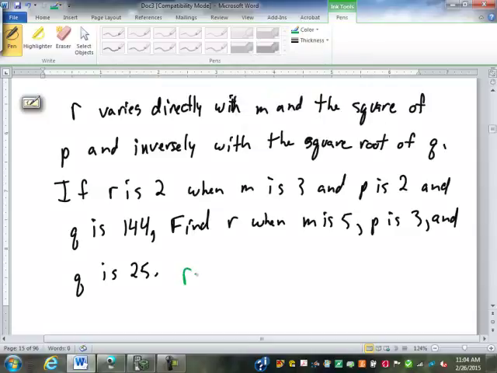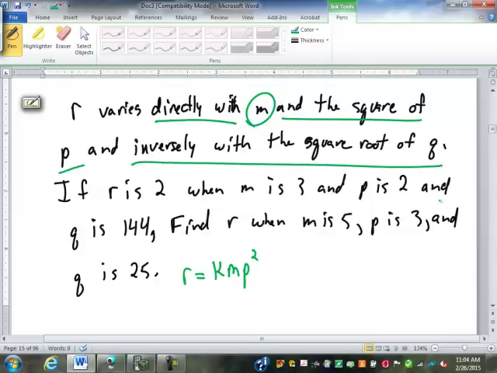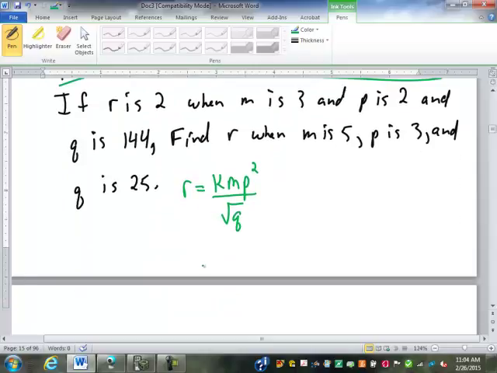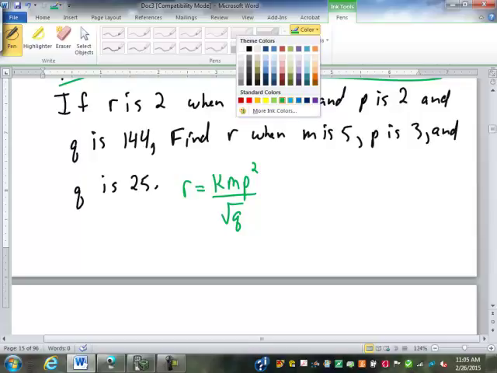But we start out the same. R varies directly. So R equals K. Directly means it's going to be times or divided by. Times. With M, so R equals K times M. And the square of P, so P squared. And inversely with the square root of Q, so divided by the square root of Q. So we've set up our relationship right there. It's really no different, you just have to read it and be careful to put everything in the right spot. Now the substitution and calculation is going to be a little trickier, but we can handle it.